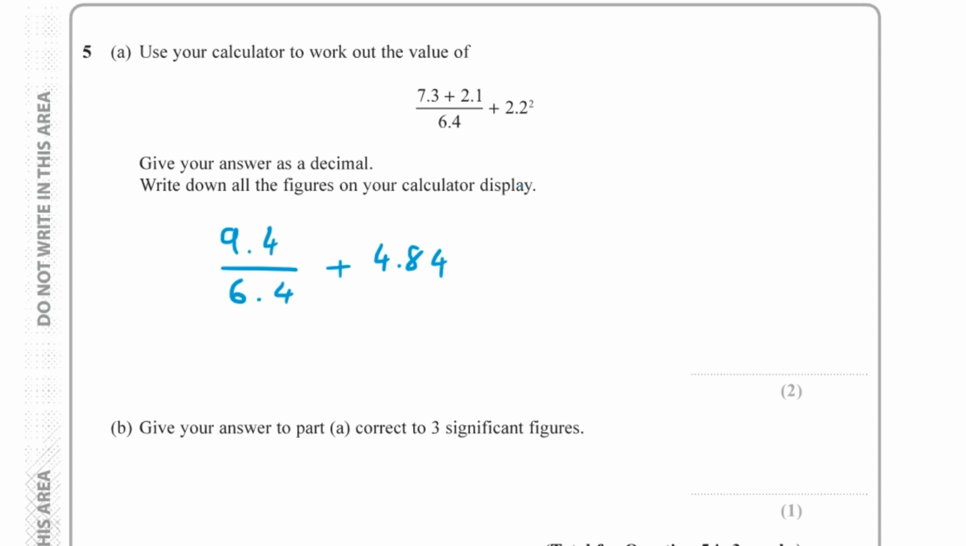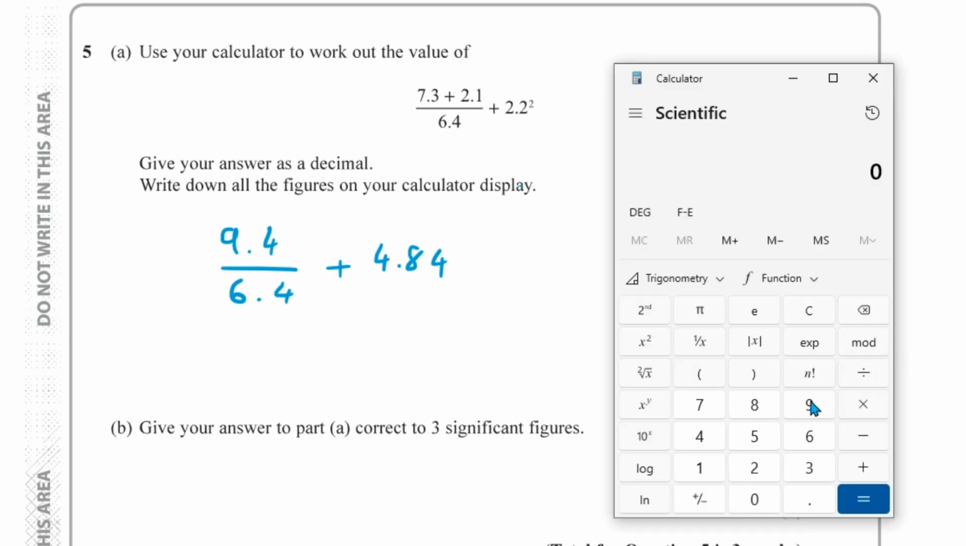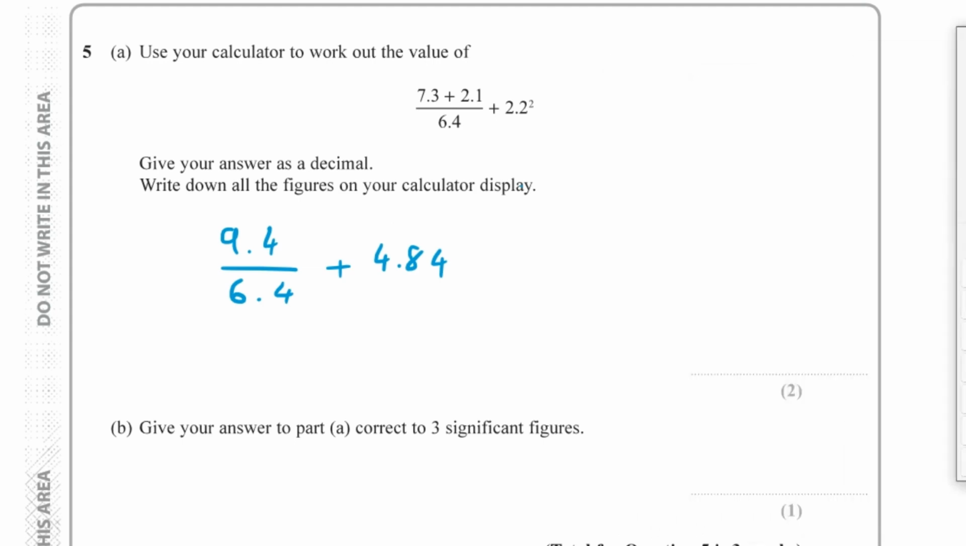Now knowing your squares is a little bit helpful here. And now I can go ahead and use my calculator. So I'm going to type in 9.4 divided by 6.4 plus 4.84. So that result plus 4.84 is 6.30875. And it says here that I should write down all the figures on my calculator display. So I'll just write 6.30875.